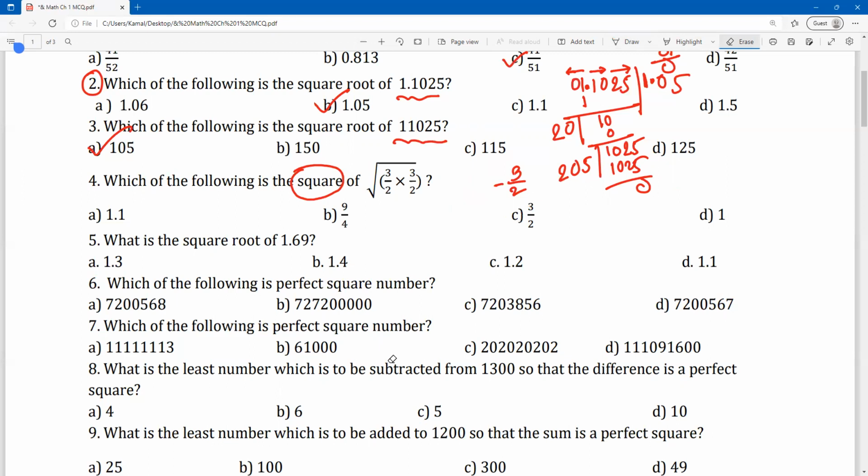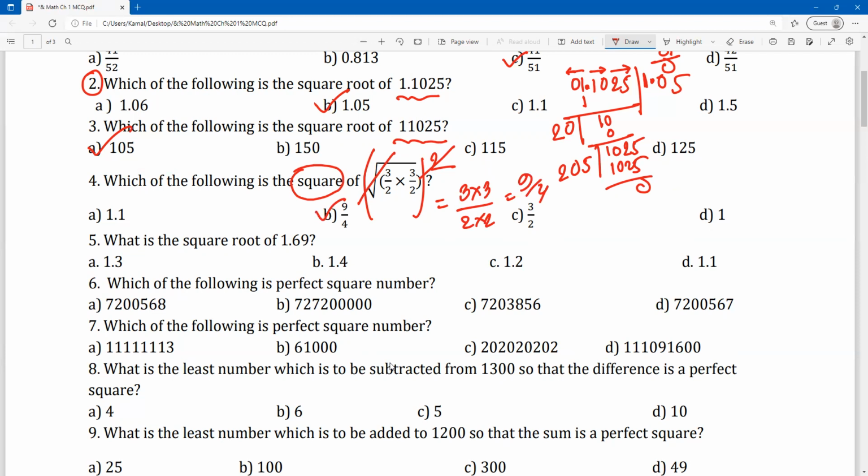Okay, let's review again. The requirement is to find the square. According to the question, which is the following square of this one? Now, square and root we can eliminate. There will be 3 multiply 3 multiply 3 and 2 multiply 2. And this is 9 by 4. And which is the correct answer?